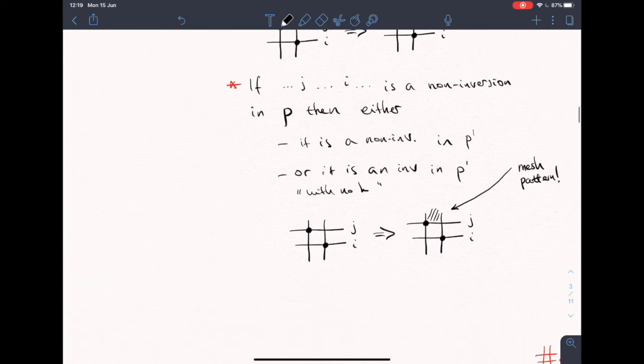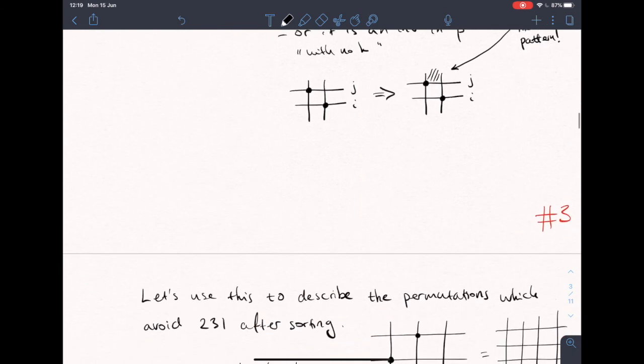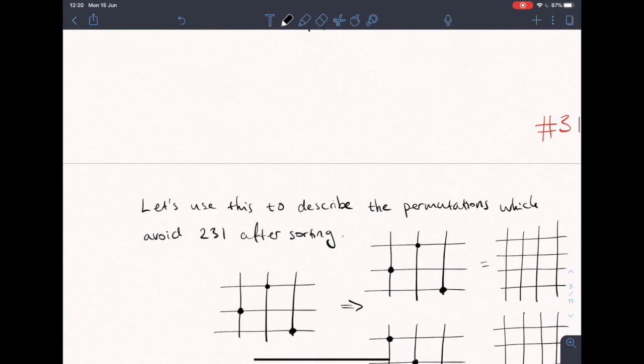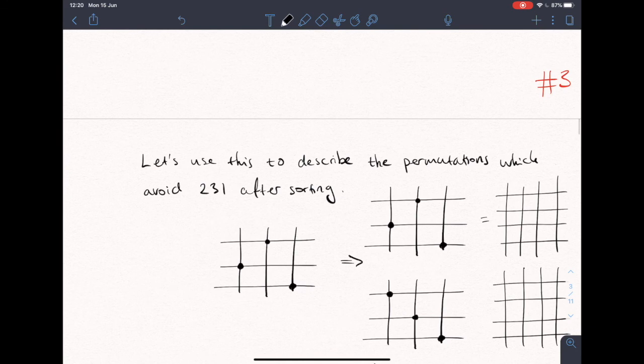And so let's look at another classic question. Let's try to describe the permutations which avoid 2, 3, 1 after sorting. If we know the answer to this question, we have described the so-called West 2-stack sortable permutations, which are the ones that are sorted after 2 passes through the stack. And so if we're worried about a 2, 3, 1 in the output, what that might have looked like in the input is either a 2, 3, 1 or a 3, 2, 1.